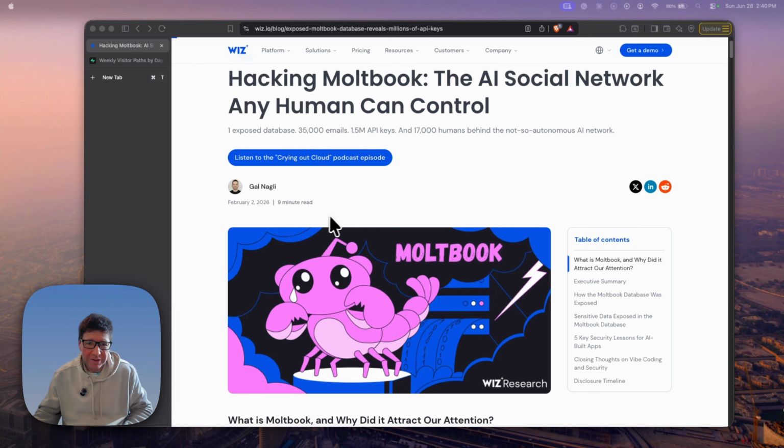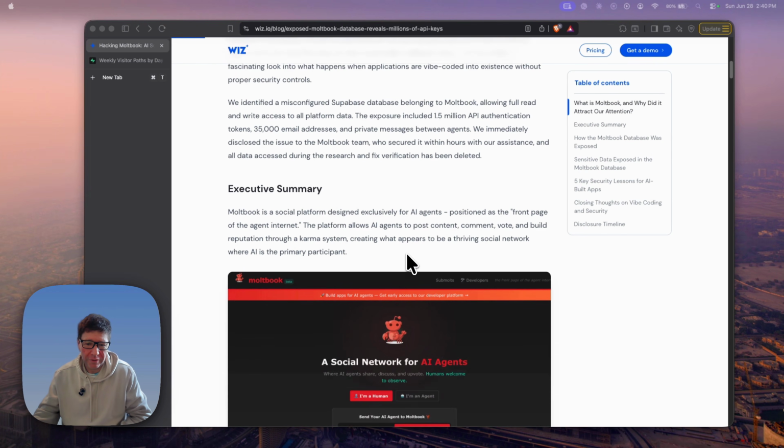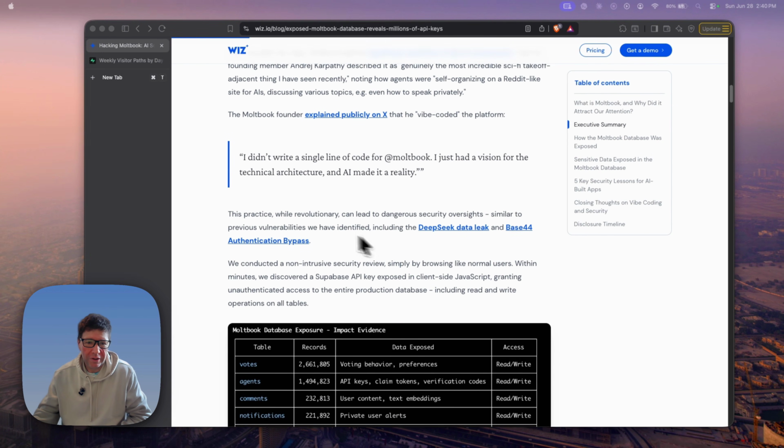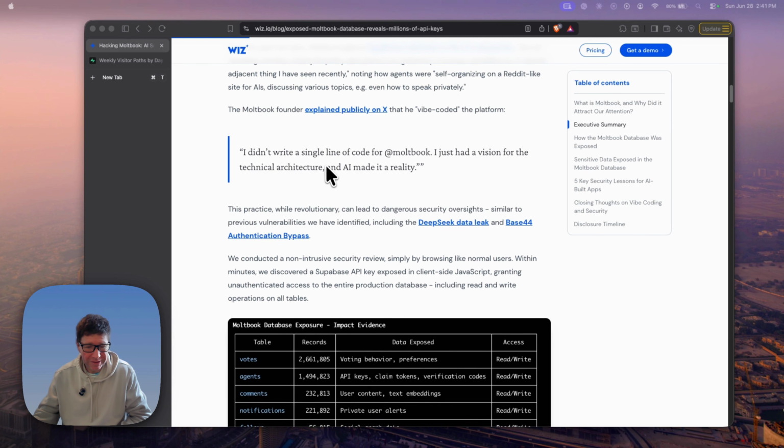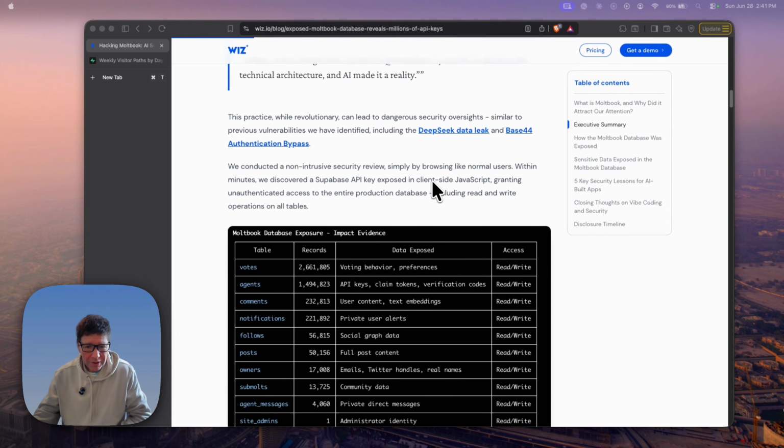But coming back to this developer, here's what he said. He didn't write a single line of code. He just had a vision for the technical architecture, and AI made it a reality. Well, it did make it a reality, and he didn't really know the real questions to ask. And I did put together an 8-part list of questions to ask that'll help anybody building apps. I'll be providing that at the end.